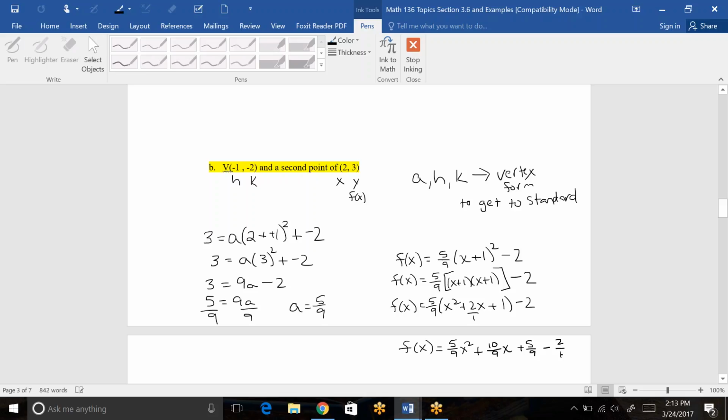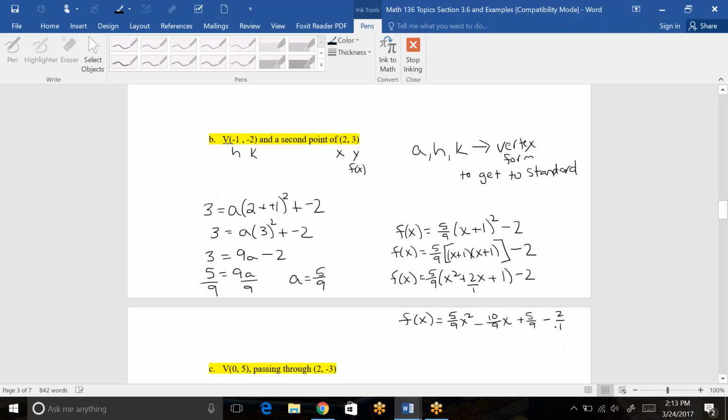And I'm going to go ahead and write this minus 2 over 1 because we're going to need a common denominator to finish this off. So I'll multiply that by 9 over 9. So this is 5/9 x squared. That's supposed to be a plus 10/9 x, and that would be 18 over 9. So 5 minus 18 would be negative 13/9. So there that quadratic would be in standard form.